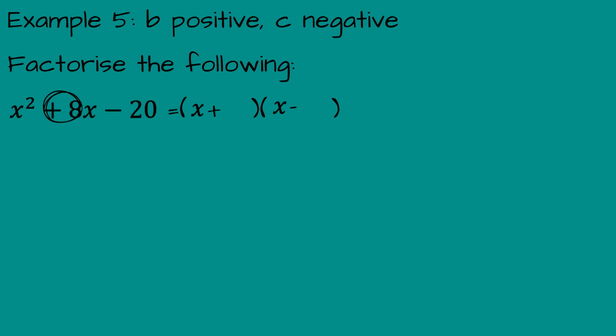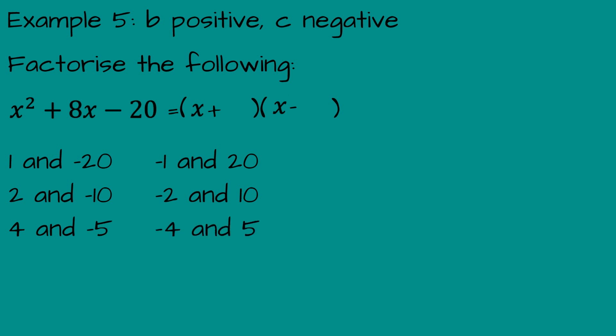Numbers that multiply together to give minus 20 are 1 and minus 20, minus 1 and 20, 2 and minus 10, minus 2 and 10, 4 and minus 5 and minus 4 and 5. Looking at the various options, you can see that 10 plus minus 2 equals 8, so the equation factorizes to x plus 10 times x minus 2.